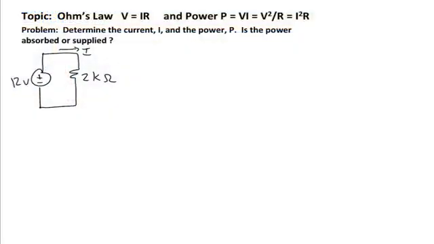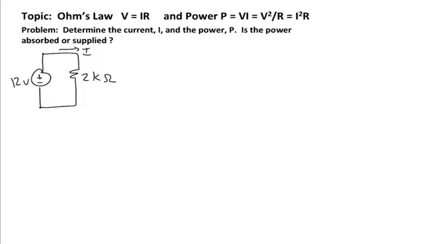The topic of this problem is Ohm's law and also using the well-known power equation. The problem itself is to determine the current and the power absorbed or supplied by the 2 kilo ohm resistor. So we want the current through the resistor and we want the power associated with the resistor, and to determine whether it's absorbed or supplied power.